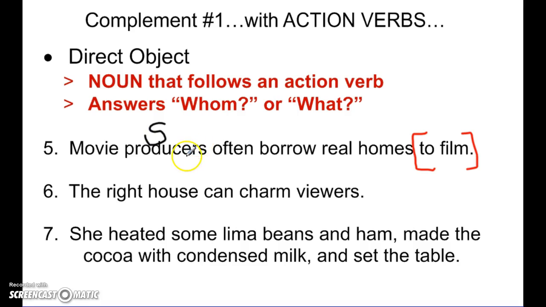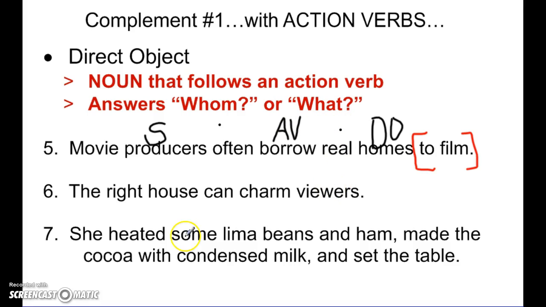What do the producers do? I don't say the producers often, but the producers borrow. Once I have an action verb, if I see anything left in the sentence, I want to go one more step. And I want to look to see if there's a noun coming after that action verb. And I can find it by asking the question whom or what. Producers borrow whom or what do they borrow? They borrow homes. So that becomes a direct object. So my sentence pattern here is subject plus action verb plus direct object.